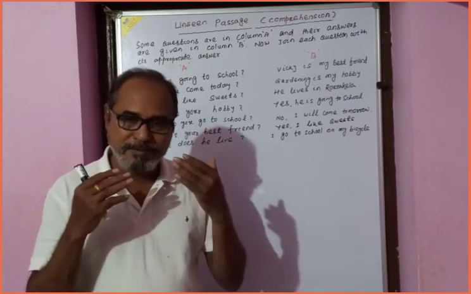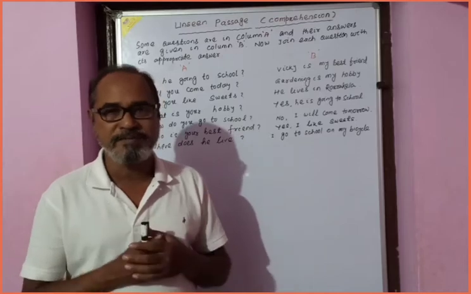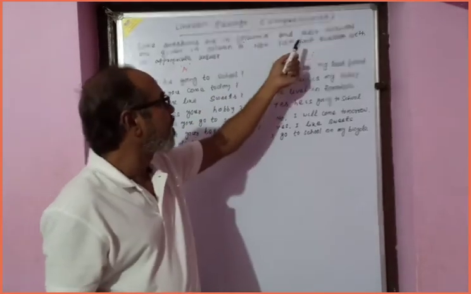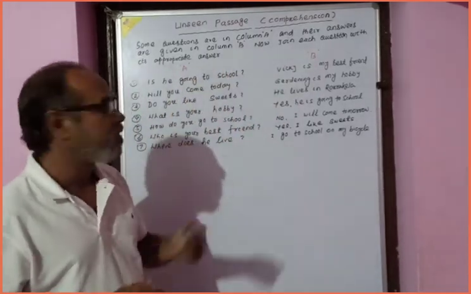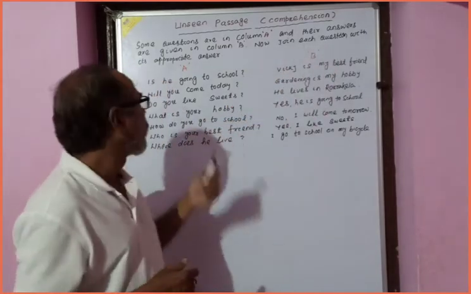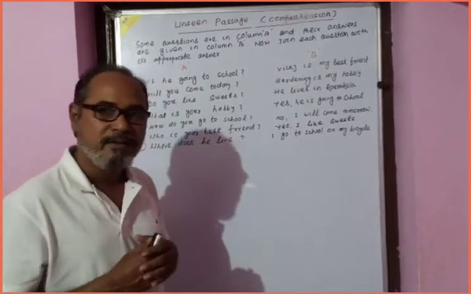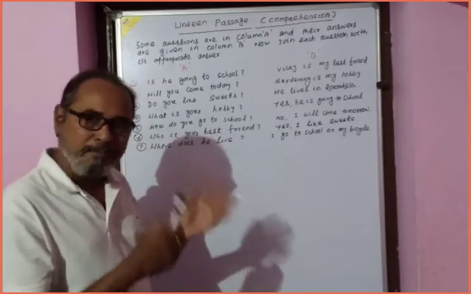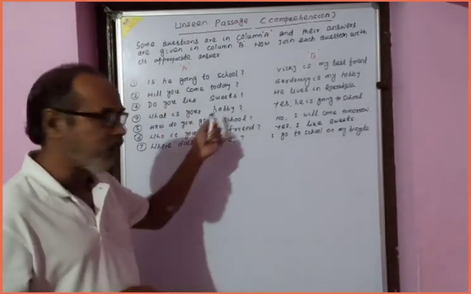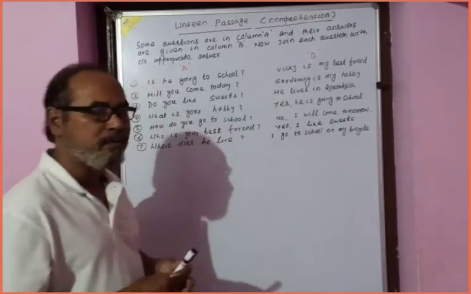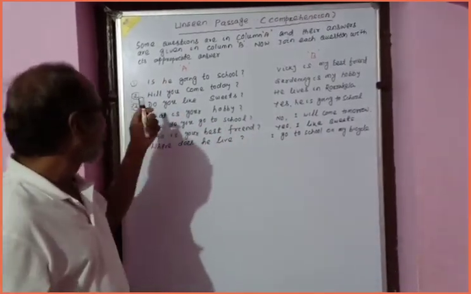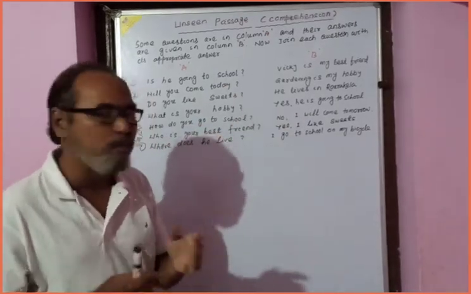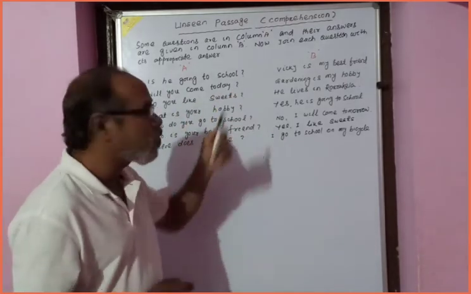Now, before doing the comprehension, there are some questions in column A and their answers are given in column B. Now, you join each question with its appropriate answer. In column A, there are some questions. In column B, there are some answers. We have to join the appropriate question with the appropriate answer in column B. Let's learn. Question 1, is he going to school? Now, you give which is the appropriate answer in column B.